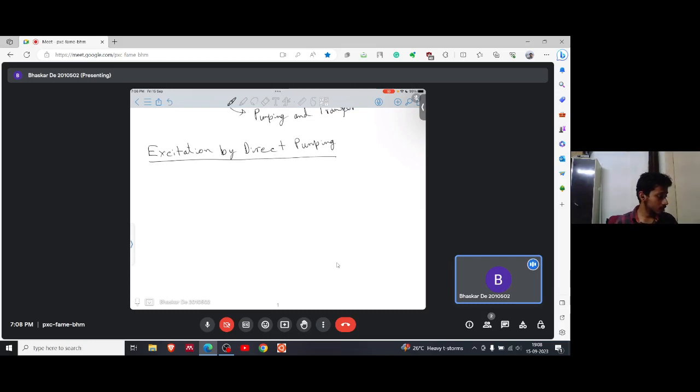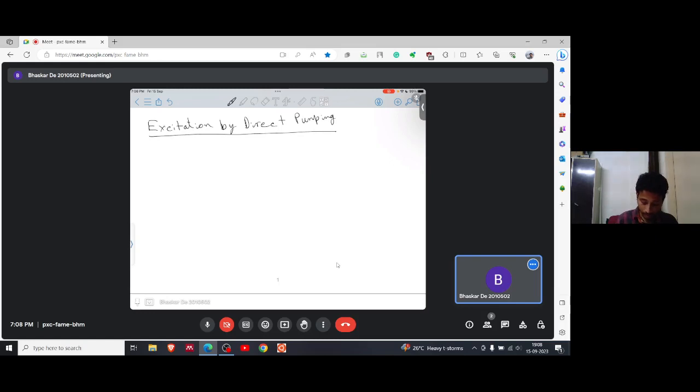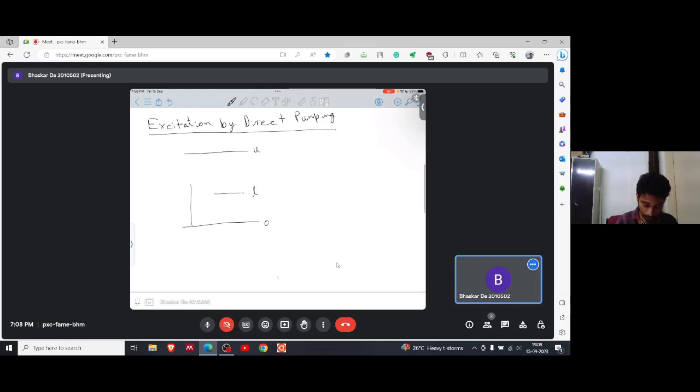In the direct pumping process, the excitation flux is sent directly to the upper laser level or target state, from a source state, which is the highly populated ground state 0 of the laser species. So let's assume that there are these kinds of states. This is the ground state, this is the upper state, and this is the lower state. Now the pumping is done like this. Okay, so this is the pumping.